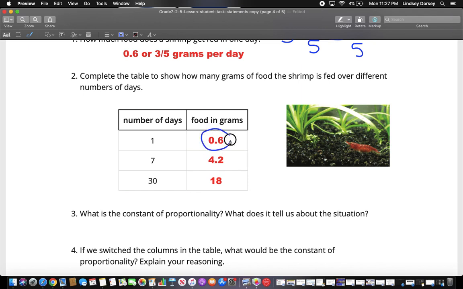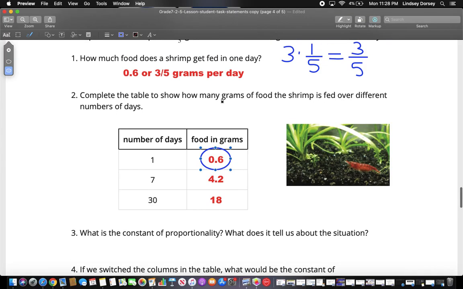So what is the constant of proportionality? Well, we know it's always beside the 1. So our constant of proportionality is 0.6. And that tells us, same thing as here, that the shrimp is fed 0.6 grams per day.